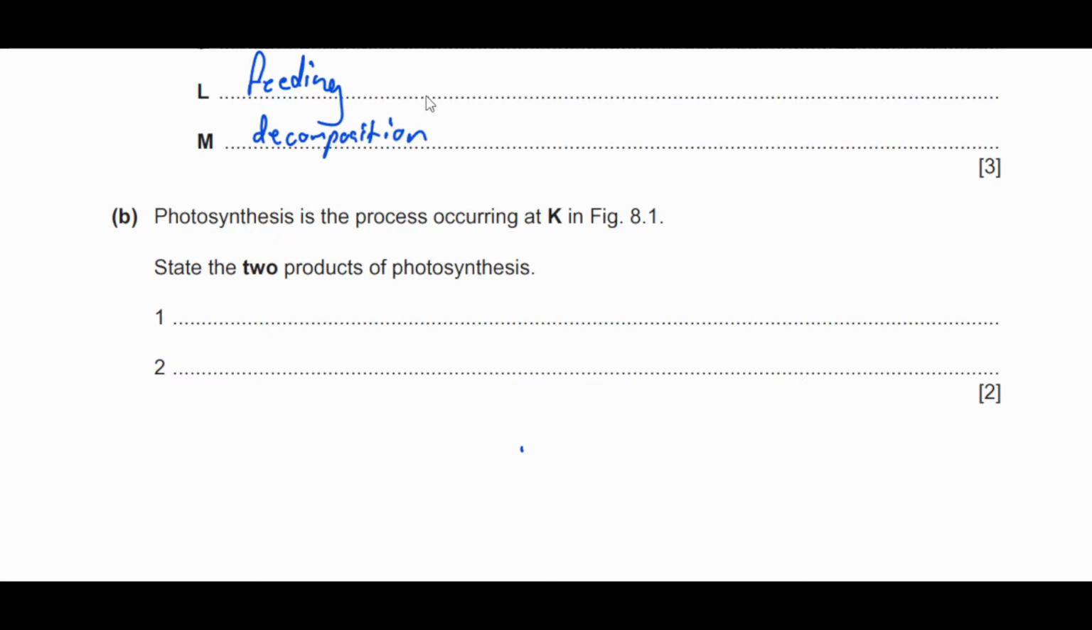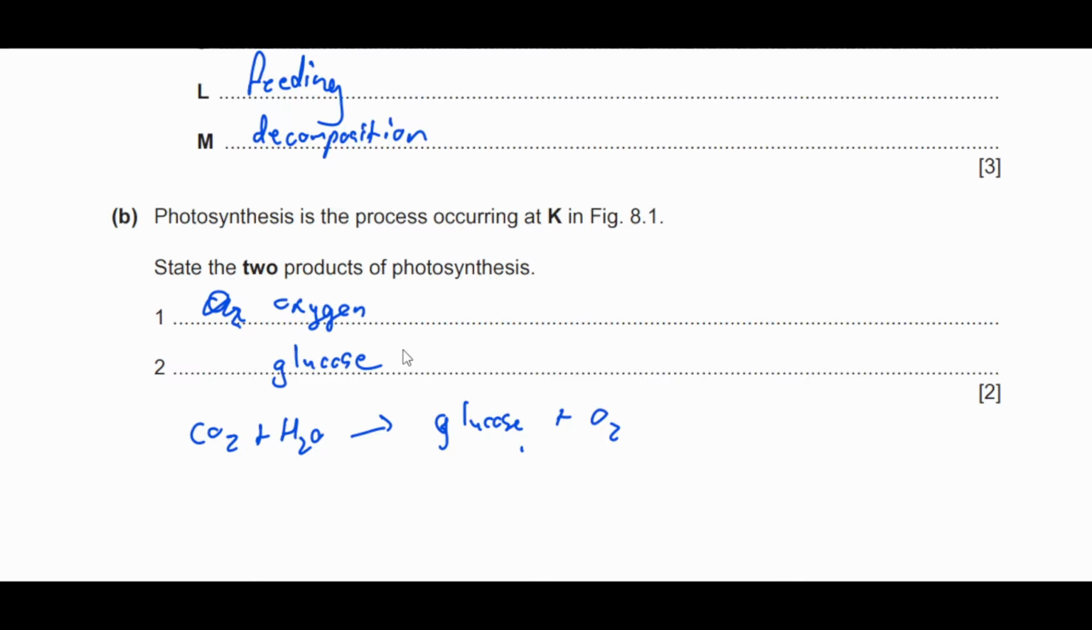Okay. Photosynthesis is the process occurring at K. State the 2 products of photosynthesis. So photosynthesis is the opposite of respiration, so CO2 plus water equals glucose plus oxygen. So your answer would be oxygen. You write it out, oxygen and glucose. Okay.